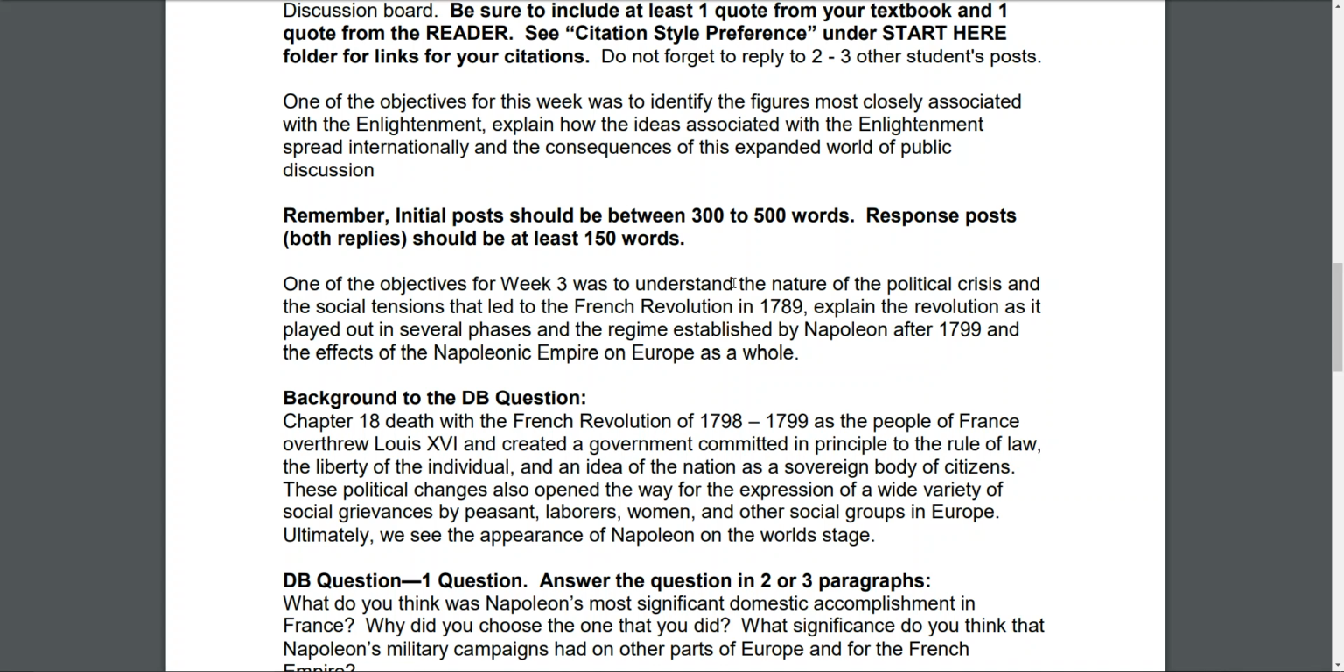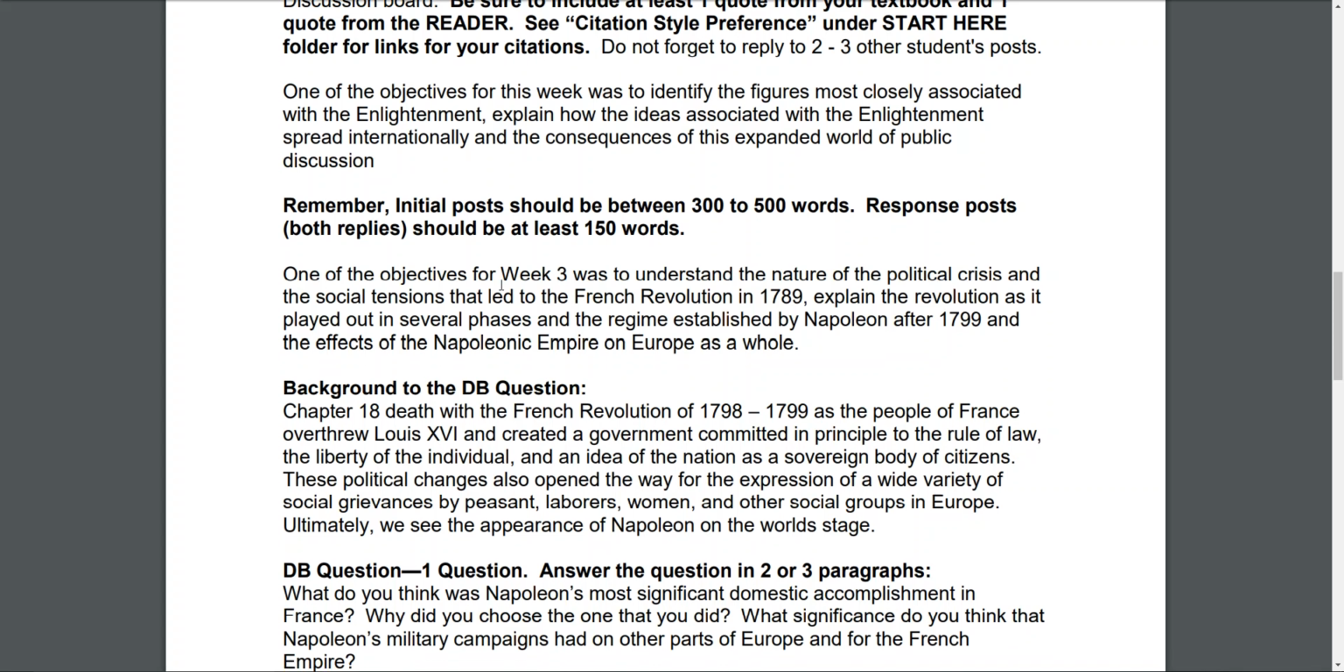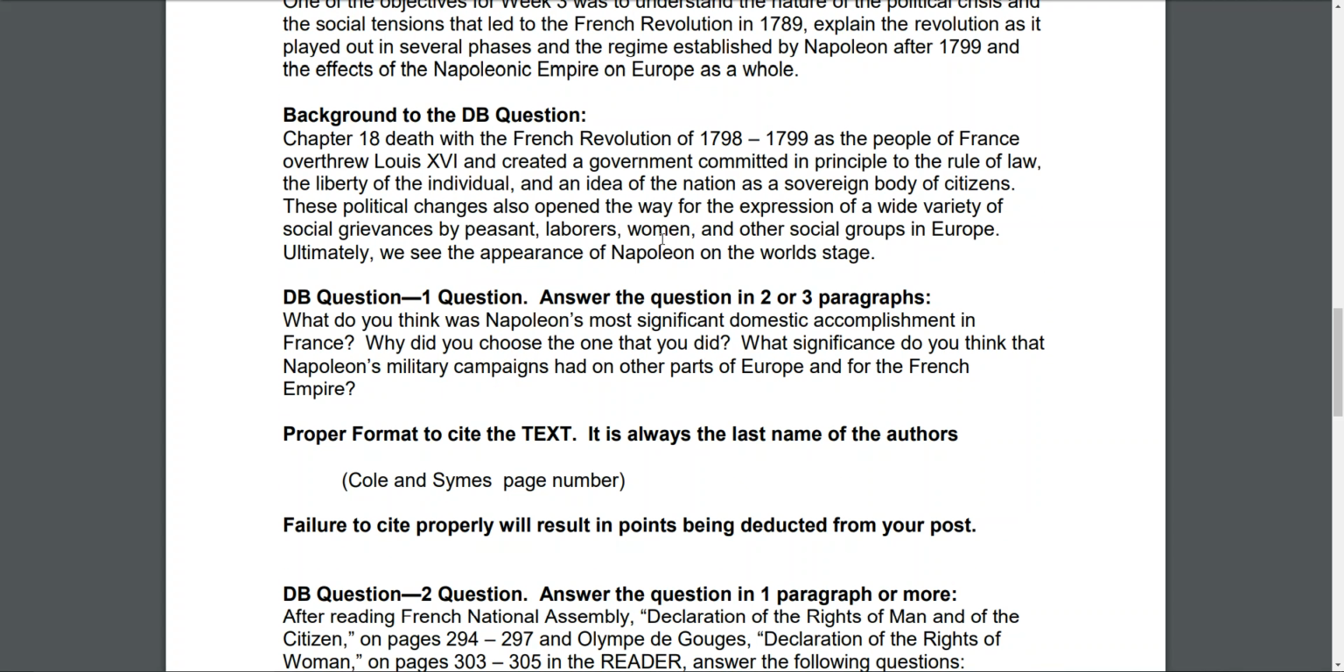So we were focusing in on the French Revolution, and then, of course, after the Revolution, the rise of Napoleon. And so we want to take a look at Napoleon and how he is going to impact not only the history of France, but also, of course, the history of Europe. And so the question we're focusing in on this week is the significance of Napoleon.